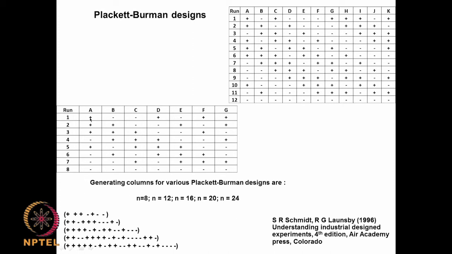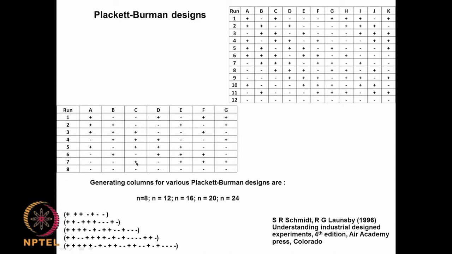So what do you do for variable B? We put the same pattern, and now how do we get these columns? What you do is, you take the last entry and put it on top and then push everything down. So plus will become plus here, minus will become minus, plus will become plus. And then for C, take this and put it on top and push everything down one. So this will go here, this will go here, and so on. Of course, do not forget that the 8th row will always be all minus, okay.